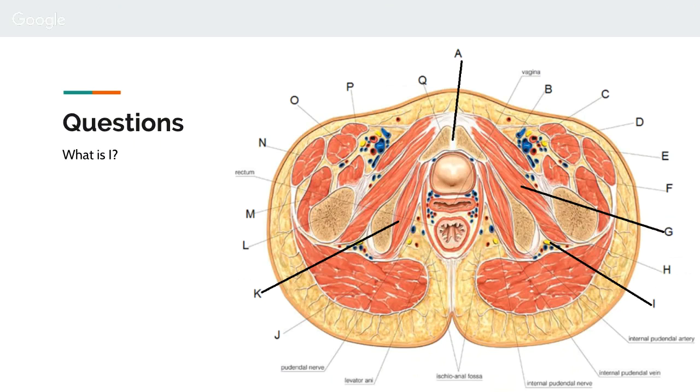And I. I is yellow, so it's a nerve, and it's posterior. That gives you any clue? Yeah, I heard sciatic up there. That is correct. Cool. Did that kind of make sense? Yeah? I'll take that as yes.